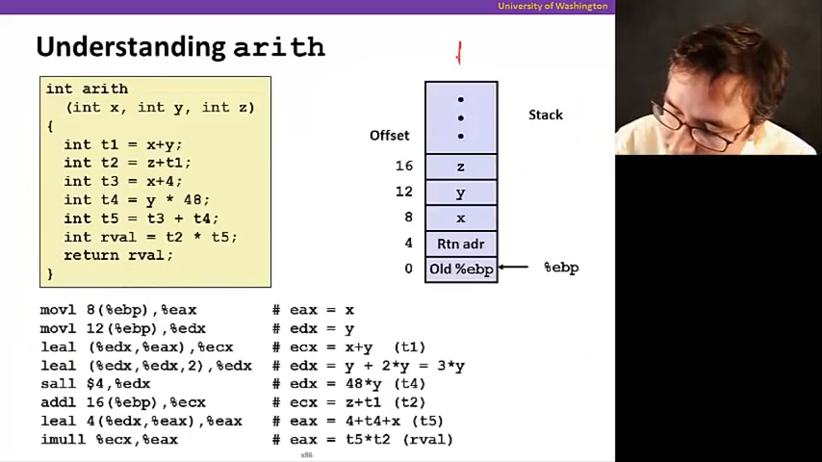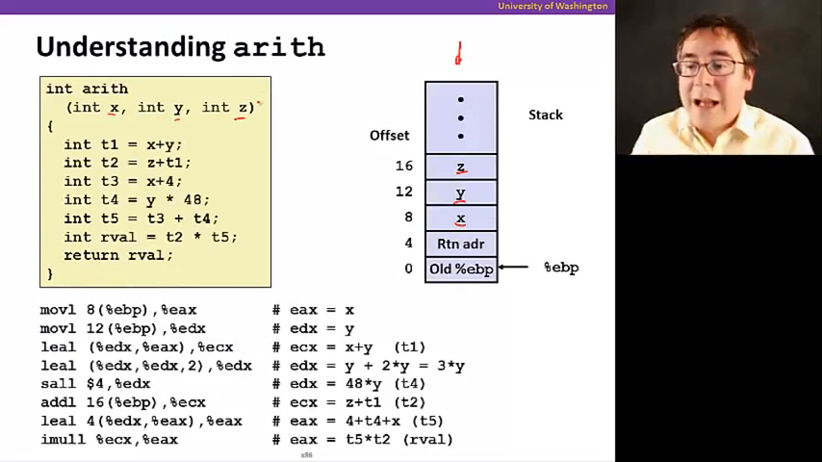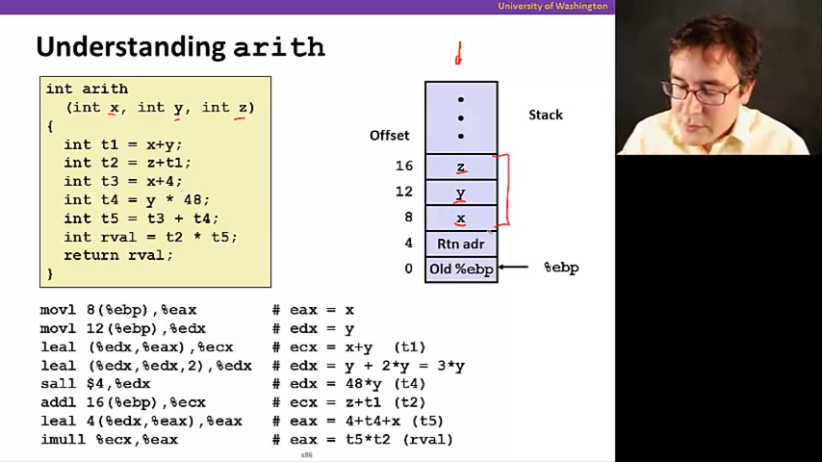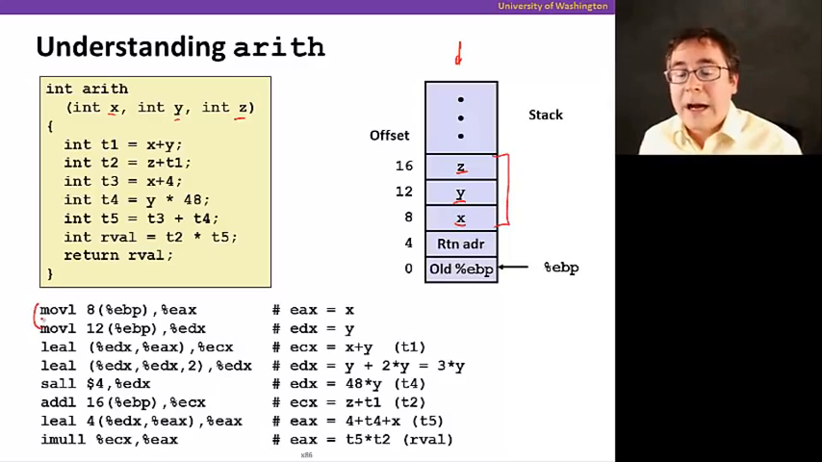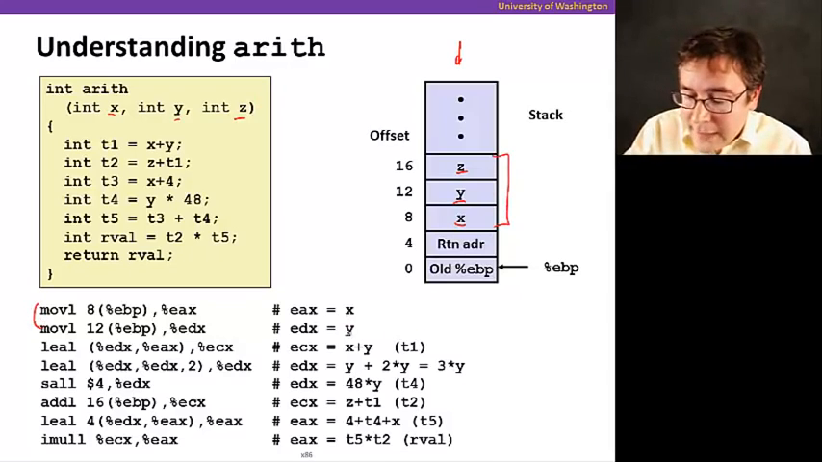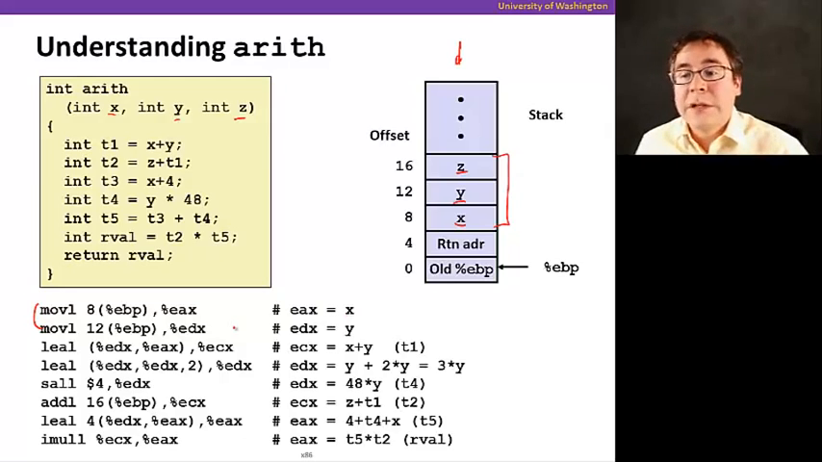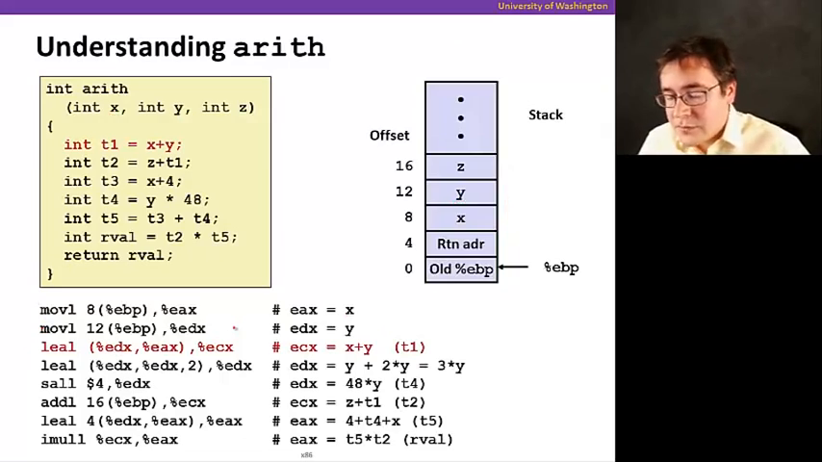First of all, this is our stack, so you know where our parameters are. We have 3 parameters. Okay, so this is IA32. That means that the parameters are stored onto the stack. What these 2 instructions here are doing, they're just reading X and Y and putting it into EAX and EDX. Okay, and that's what this one here is doing.